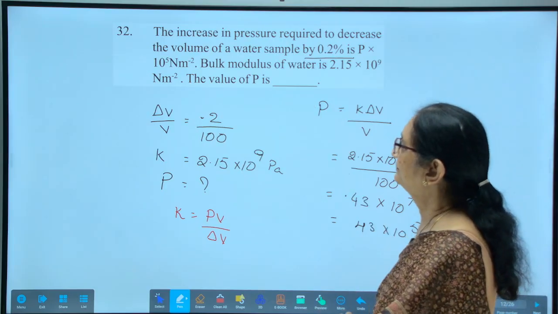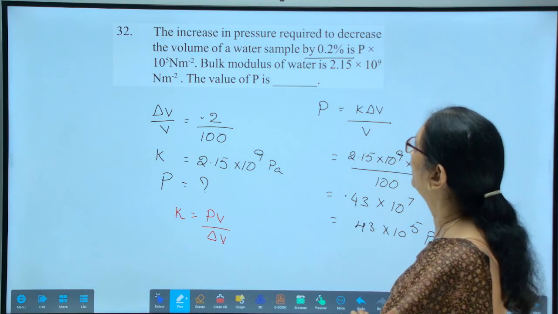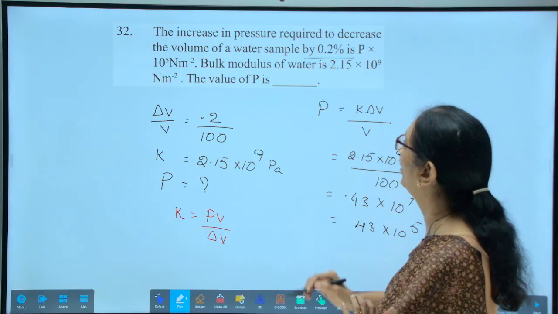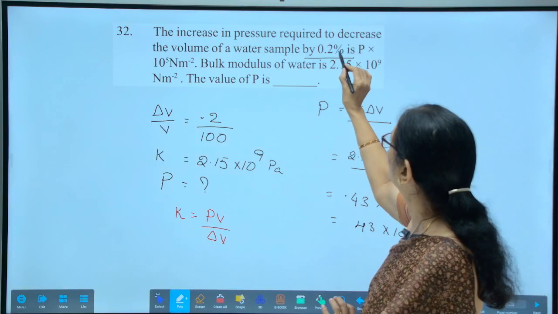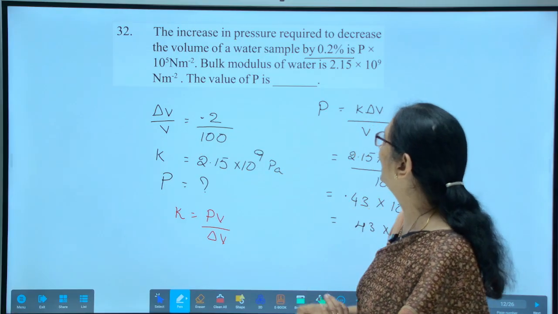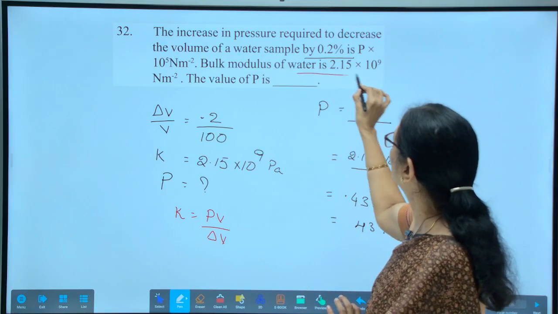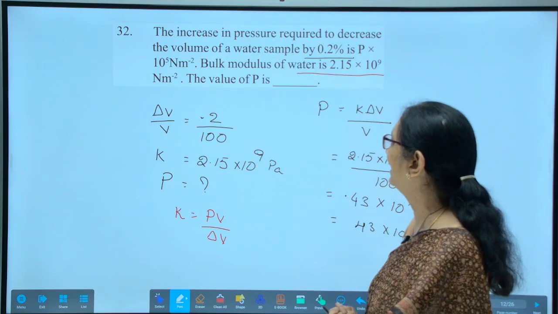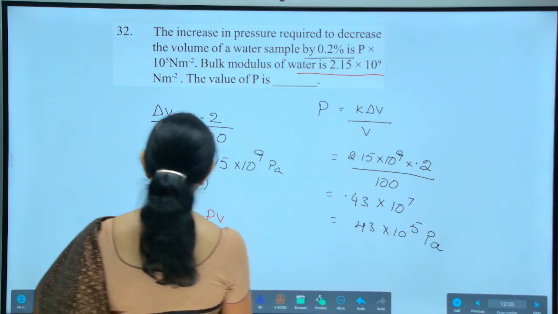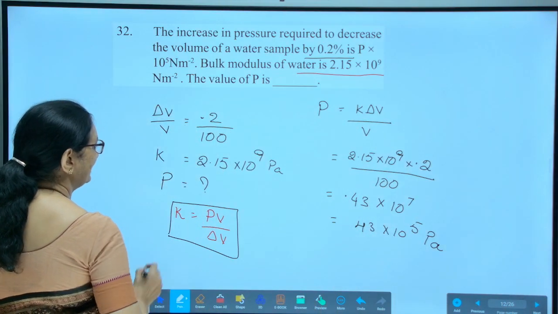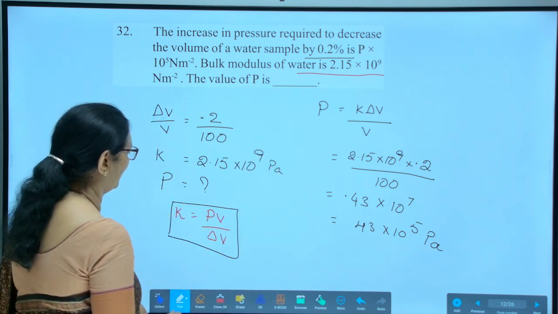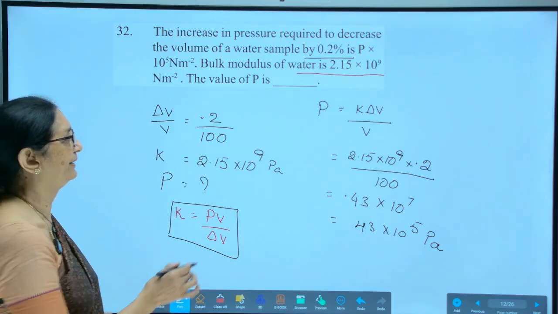So you have to be careful with all such kind of conversions. Now, the increase in pressure required to decrease the volume of a water sample by 0.2%. Delta V by V is 0.2 by 100. Its bulk modulus is given as 2.15 into 10 power 9. What is the pressure required? It is such a simple problem. K is equal to PV by delta V, so P is equal to K into delta V by V.